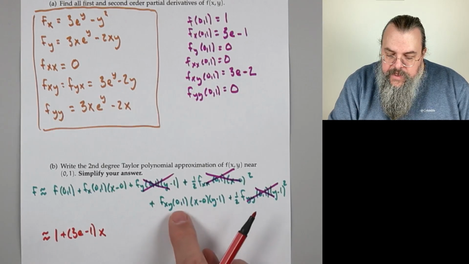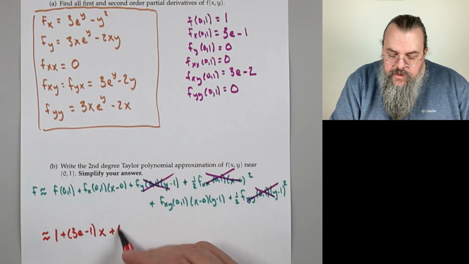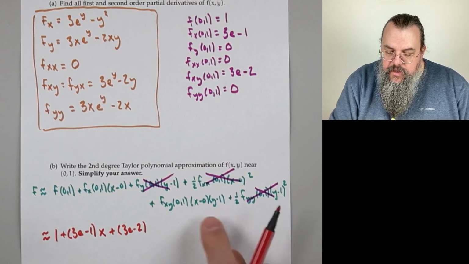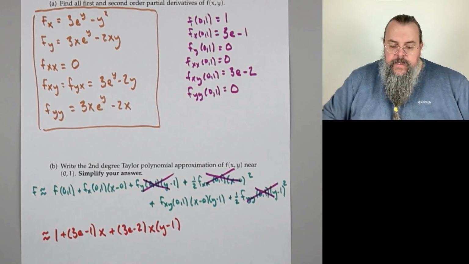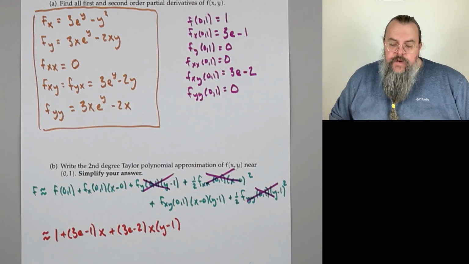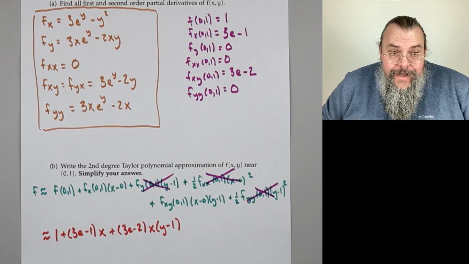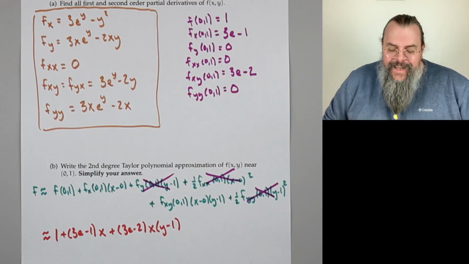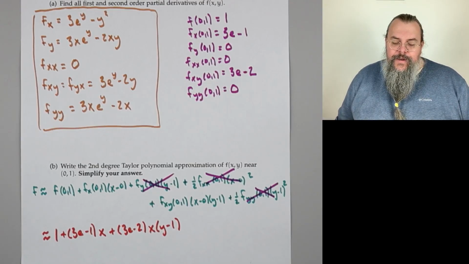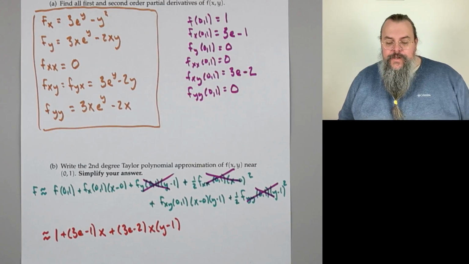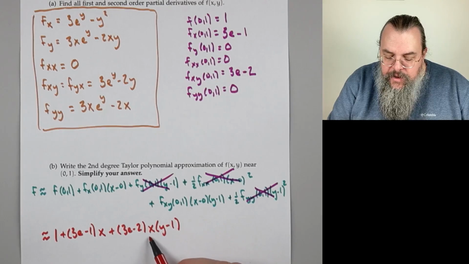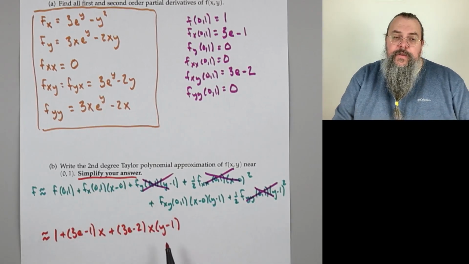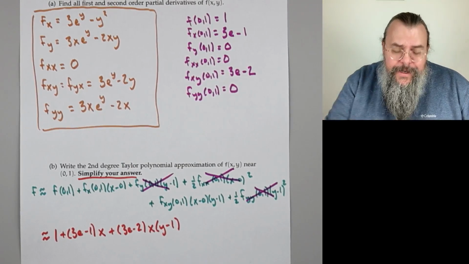And then we have our f(x,y) at (0,1), which is 3e minus 2 times x times y minus 1. All right, now the age-old question. It says, simplify your answer. And so you might ask, well, how do you know if it's simplified? That's hard to say, isn't it? Well, we could maybe do a little bit here. It's always hard to know when they say simplify your answer, just like, how far can we go?